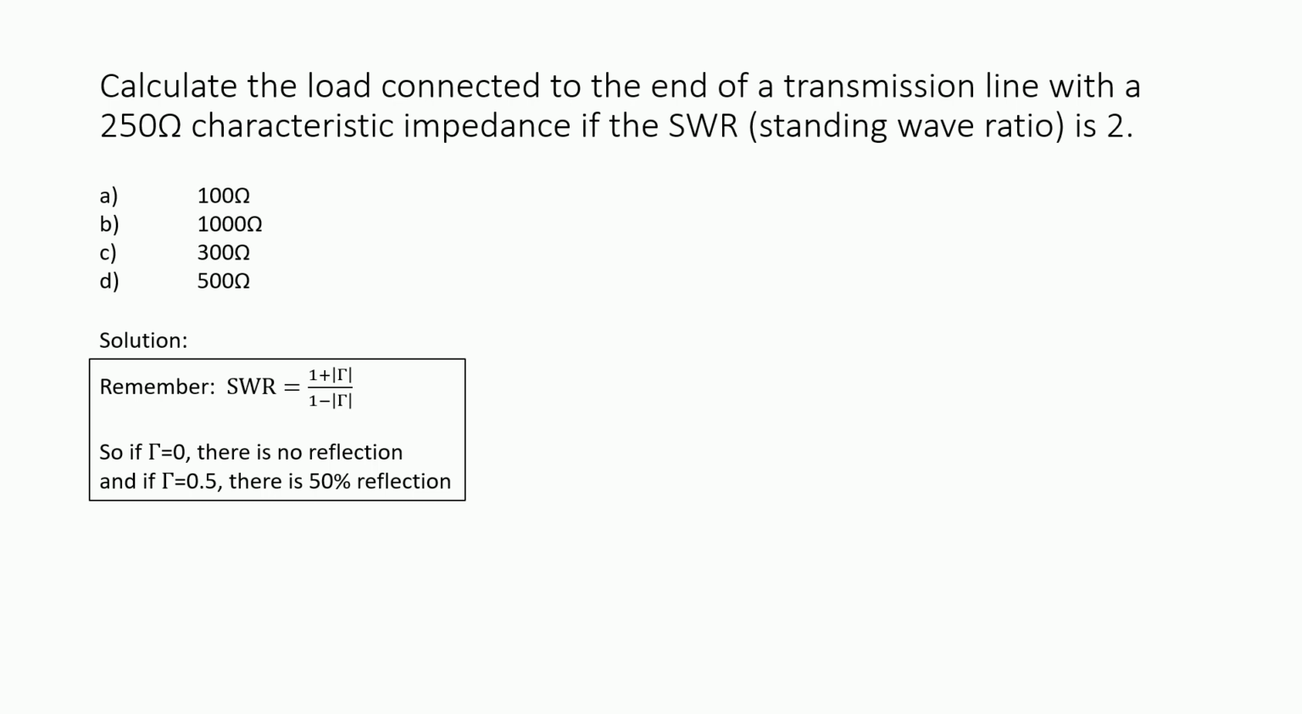Our SWR is basically 1 plus the absolute value of gamma, divided by 1 minus the absolute value of gamma. What that means is that if gamma is nothing, there's no reflection. And if it's a half, then you get half the reflection. We are given that SWR is 2 right here, and that's equal to that expression.